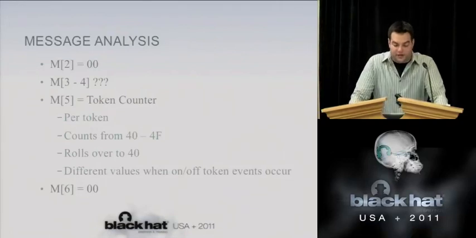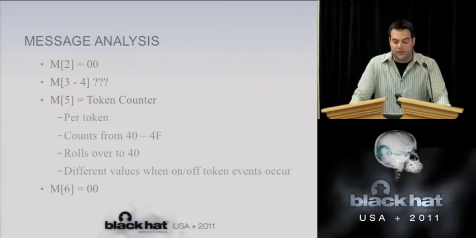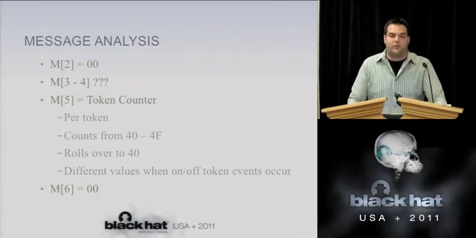The 6th byte at offset 5 is your token counter. This is similar to the USB counter, but it's unique per token. As I mentioned, multiple tokens can be sending messages to the USB receiver, and this token counter actually only works on a nibble. So it's 40 through 4F and then rolls over.